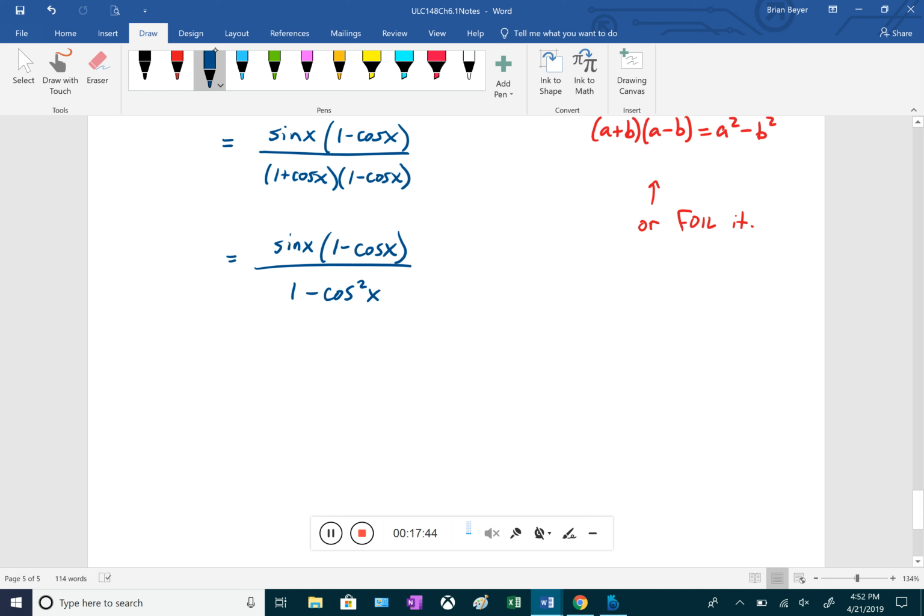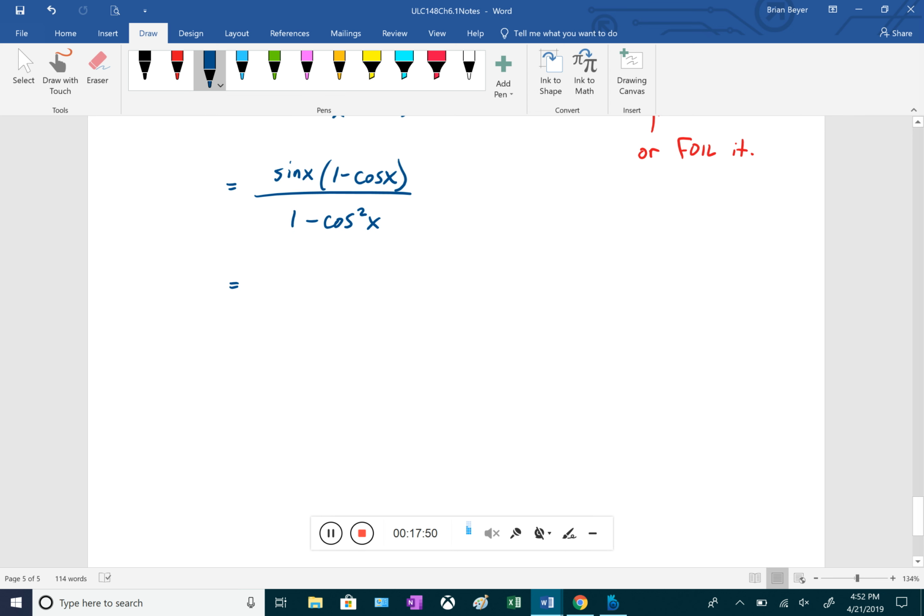Okay, so in this denominator, we have 1 minus cosine squared. This is actually a Pythagorean identity. Sine squared plus cosine squared equals 1. If we subtract cosine squared on both sides, we get sine squared equals 1 minus cosine squared. So that whole denominator just becomes sine squared, because the whole thing is just equal to that sine squared.